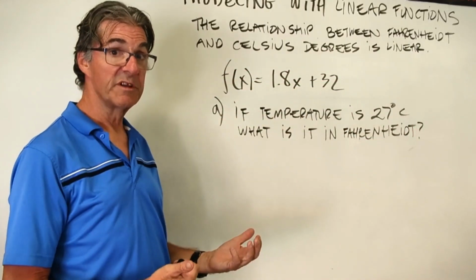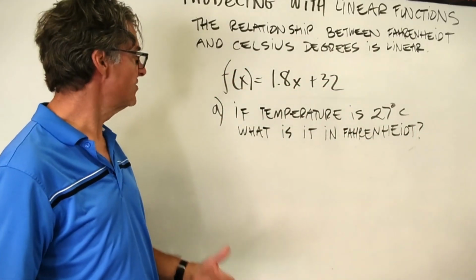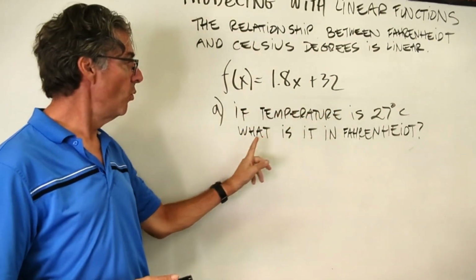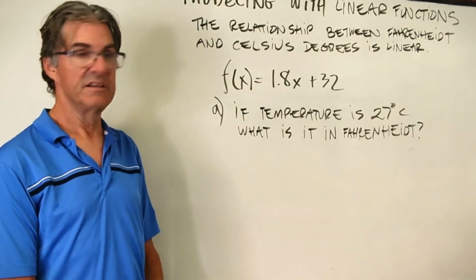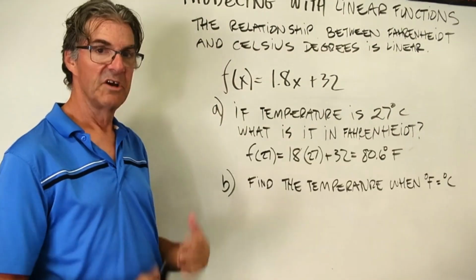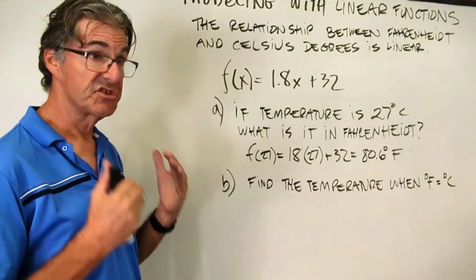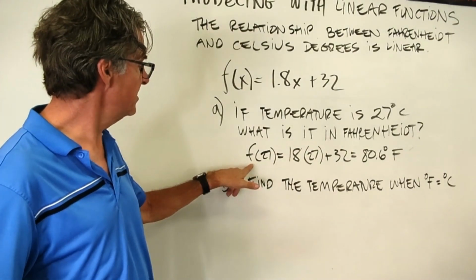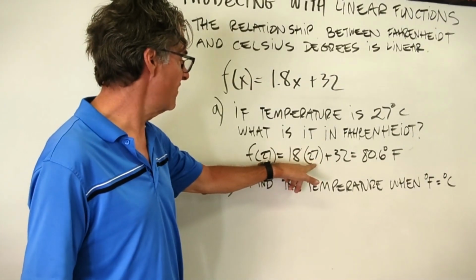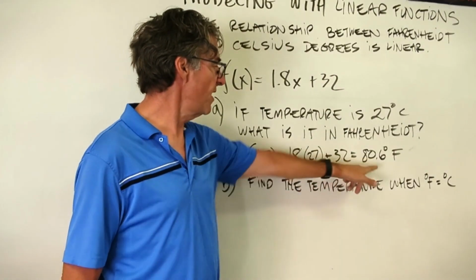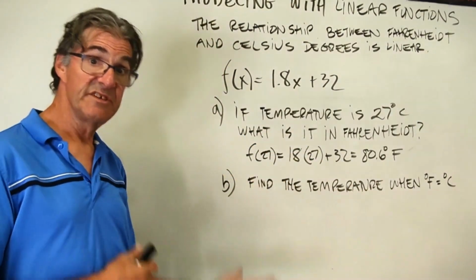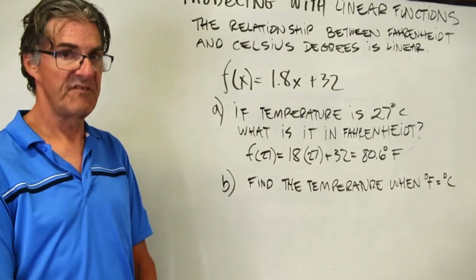Here is a straightforward calculation using our function. If the temperature is 27 degrees Celsius, what is it in Fahrenheit? So go ahead, pause the video, use your function, and tell me that answer. Okay, let's see how you did. This is a straightforward plug-in. We just did f of 27, that's degrees Celsius. We put it in for x in our function, did the math, and we get 80.6 degrees Fahrenheit. So a temperature of 27 Celsius is 80.6 Fahrenheit.